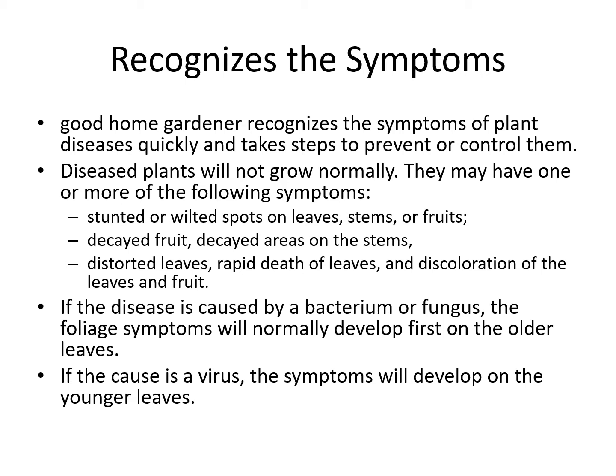If the disease is caused by bacteria or fungus, the foliage symptoms will normally develop first on the older leaves. So, you know, your younger leaves are not going to have those symptoms as fast or as quickly as the older leaves. If it's caused by a virus, then the symptoms are going to develop on the younger leaves. So this is one way you can tell between a bacteria or fungus or a virus.